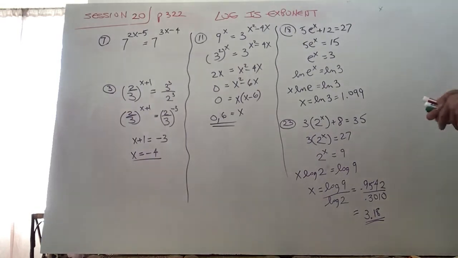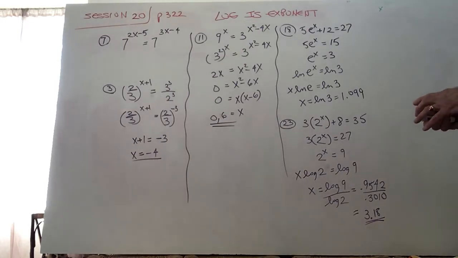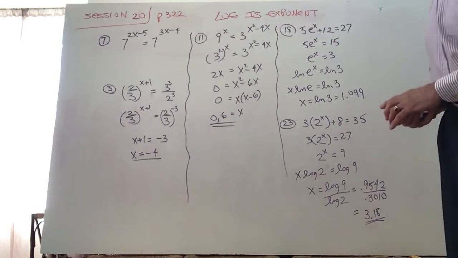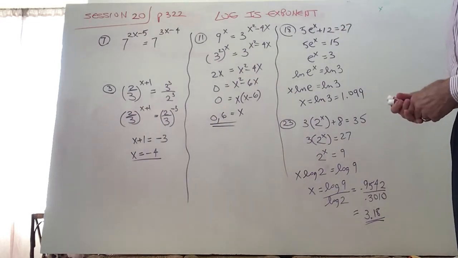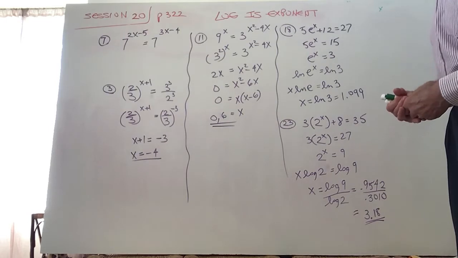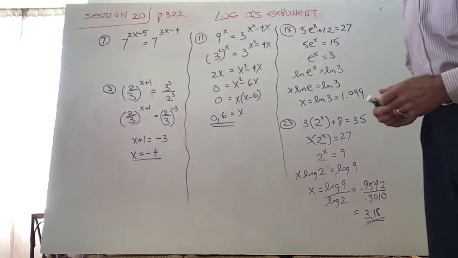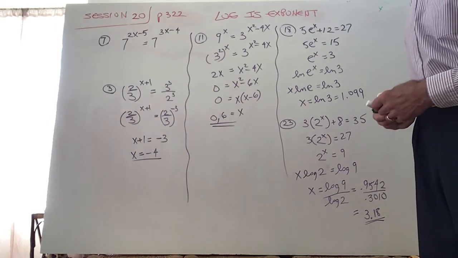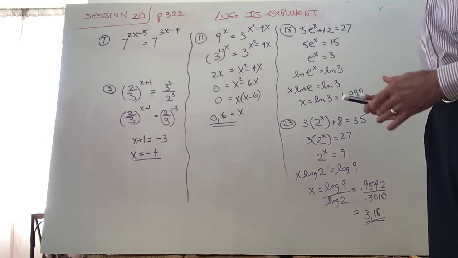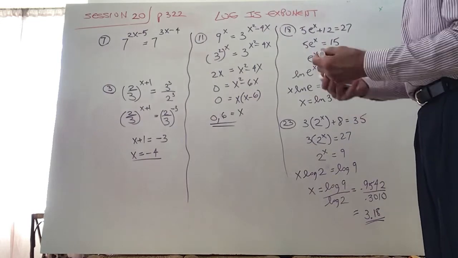Kind of go back and review now for session 20, page 322, at least the first few problems. Notice that I started with number 7 instead of number 3. I think the author kind of put these out of order a bit because 7 is a lot easier than 3. Although you should be able to do both of those anyhow. For number 7, we have 7 to the 2x minus 5 equals 7 to the 3x minus 4. And the reason I chose this, of course, is because you see that they have the same base.